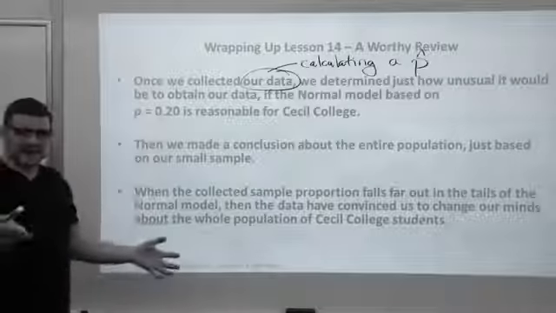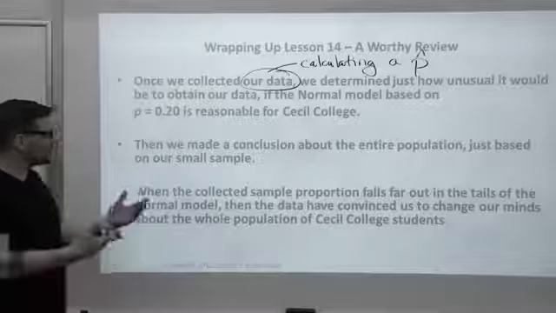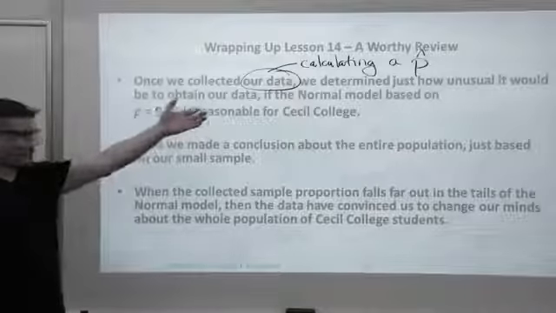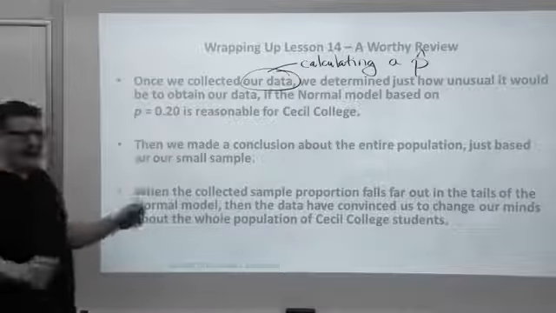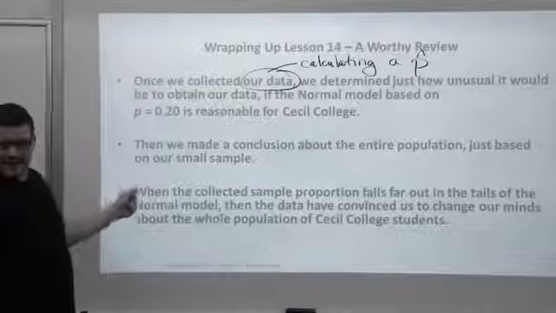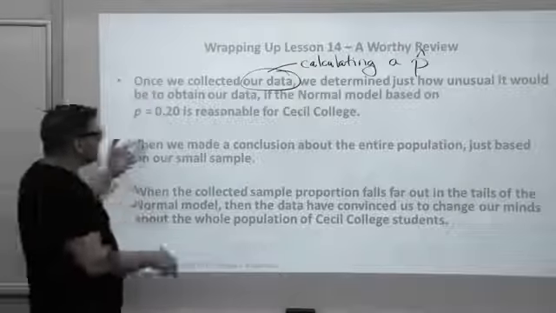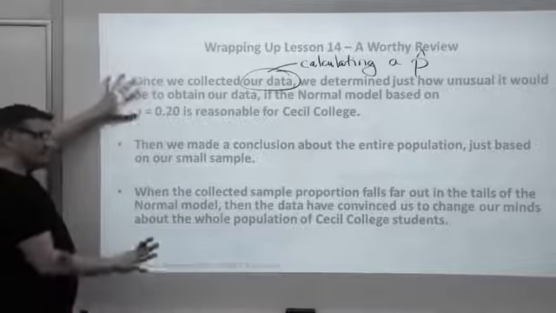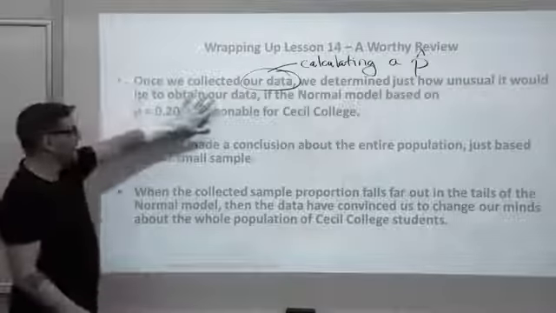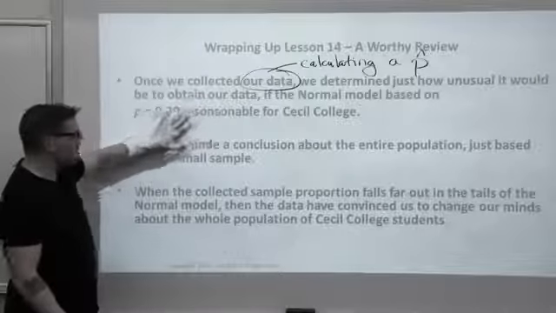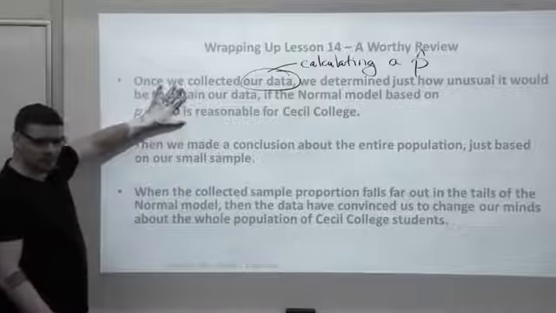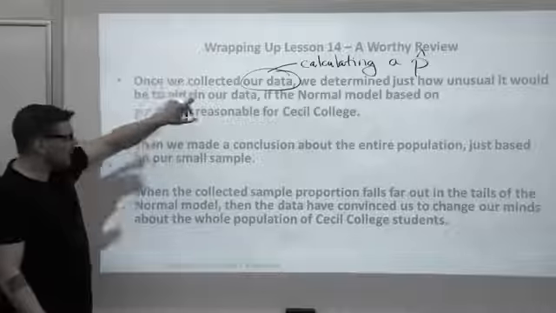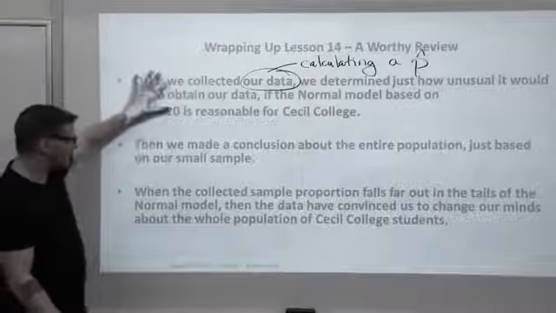So collect some data at Cecil College, determine the number of smokers, convert that to a proportion, a sample p hat. Now I look, is that p hat way out in the tails? Is it towards the center? And so let me read this whole thing. Once we collected our data, we determined just how unusual it would be to obtain our data if that normal model we cooked up was a reasonable normal model. Okay? We're weighing the data against our original assumptions.